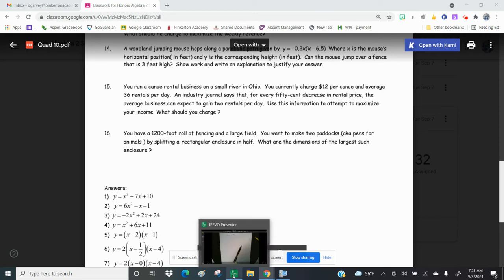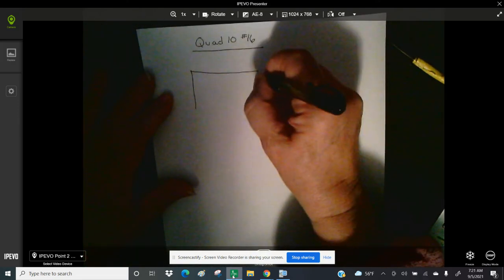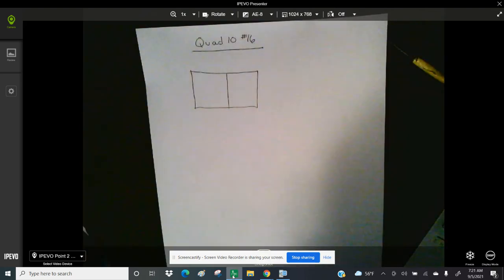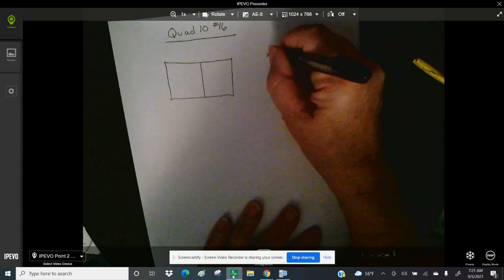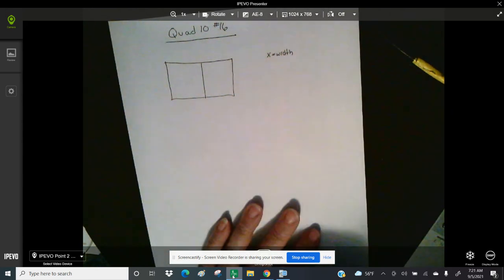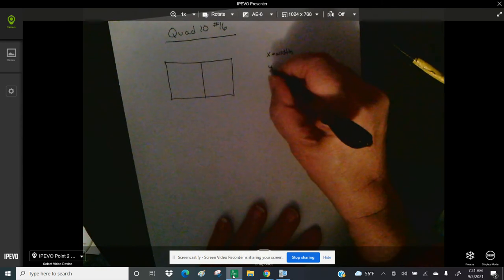All right, so let's take a look at this. So first of all, if you have a little picture here, you've got some sort of an enclosure, and you want to cut it in half. So once again, in a word problem, you want to define your variables. So I'm going to say x equals width. You could just as easily have said x equals length. It doesn't really matter. And I'm going to say y equals area.